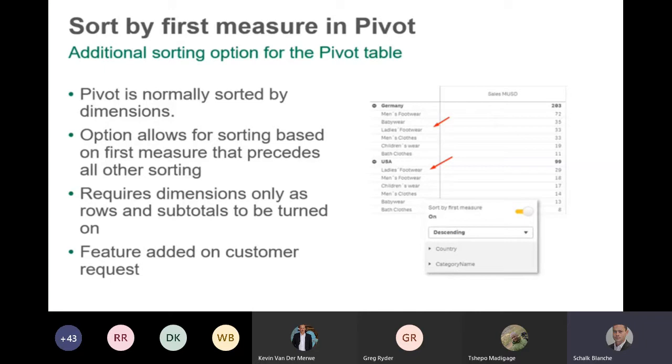What that really means within the different countries, as you can see, men's footwear was the highest item being sold, and in the USA, ladies' footwear. And by sorting on that first measure, you now enable this view by country. So it's really coming back to your top category or top products by country within a pivot table.